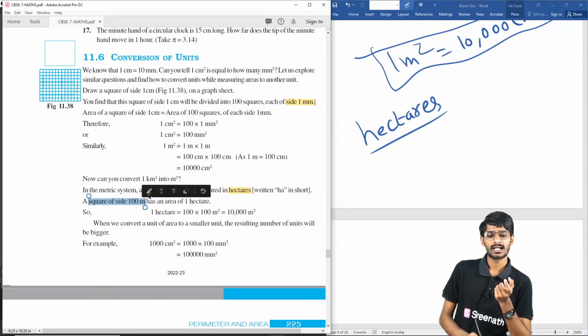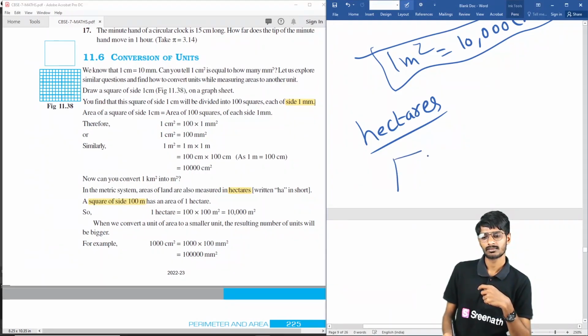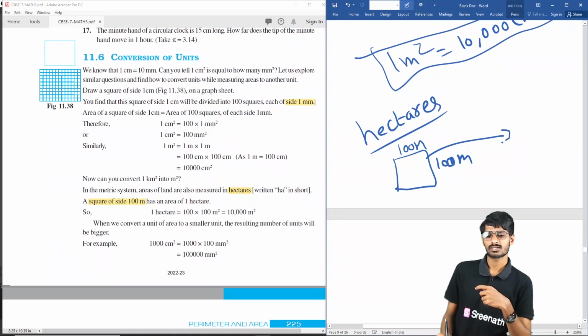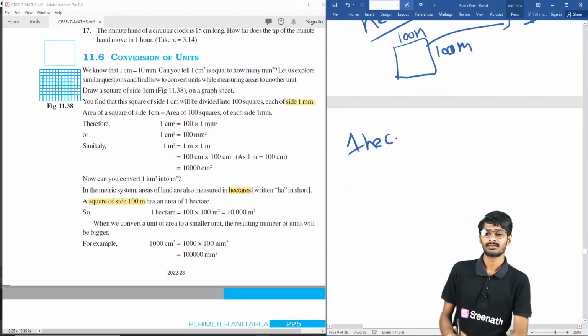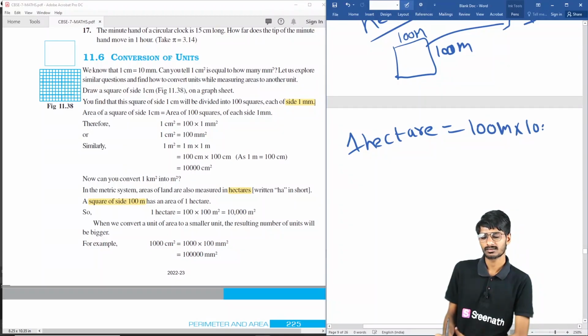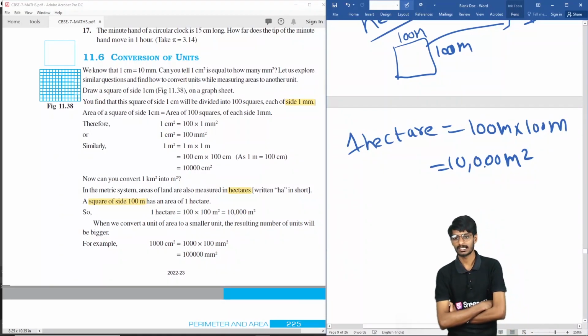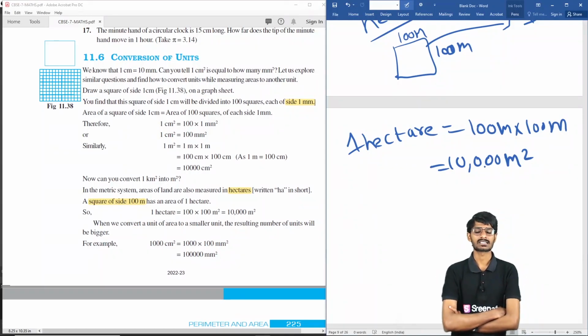A square of side 100 meters. So there is a square whose side is 100 meters. Its area is equal to 1 hectare. So finally what we can get is 1 hectare is equal to 100 into 100 meters, which is 10,000 meters square. So 10,000 meters square area, 1 hectare means 10,000 meters square area.